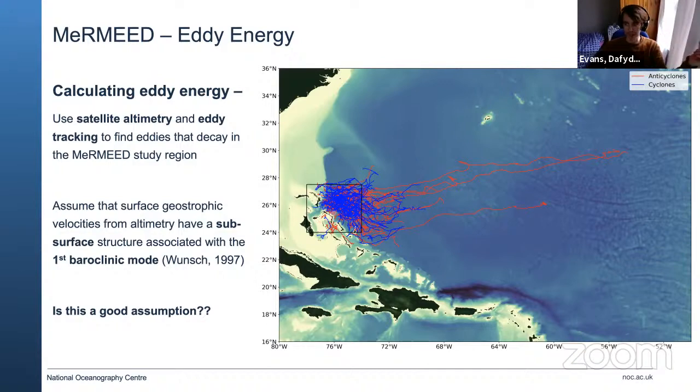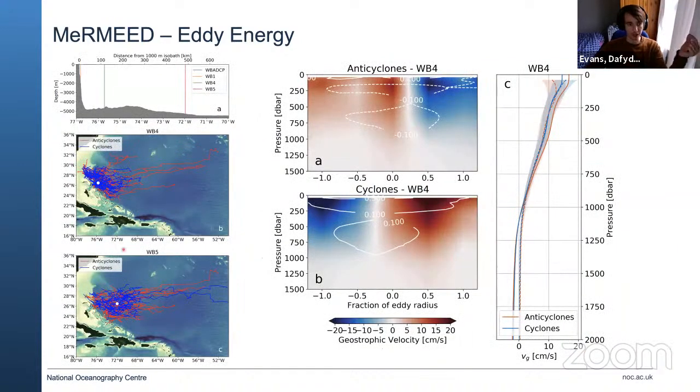So the first thing to check is whether this assumption of first mode baroclinic structure, used to extrapolate our satellite-based estimates of surface geostrophic velocity, is a good assumption. Luckily we can do that by comparing our estimate of the subsurface velocity to estimates of subsurface velocity based on the western boundary RAPID moorings. So we have two moorings at our disposal.